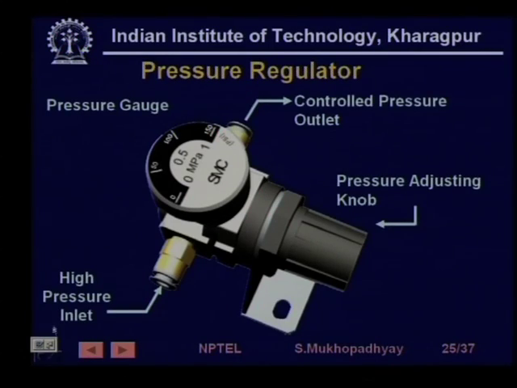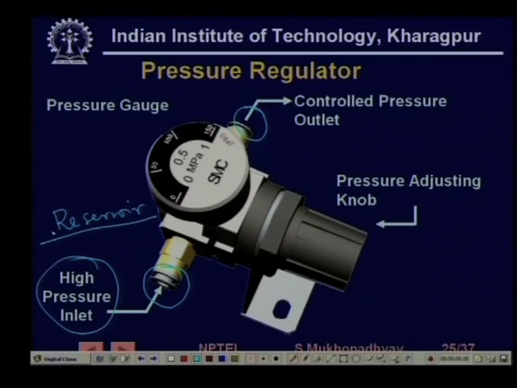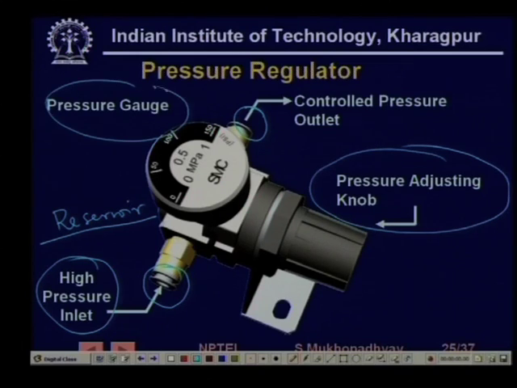So, this is just a typical picture of a pressure regulator, and you have this high pressure inlet, and the low pressure or controlled pressure outlet. This is going to the system or the equipment where the pressure is needed. The inlet is typically coming from the reservoir. Now, the pressure setting can be adjusted by this pressure adjusting knob, and often there is a pressure gauge, so that one can see the inlet pressure variation.